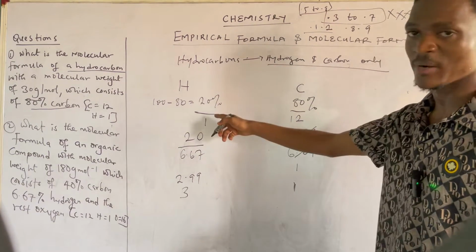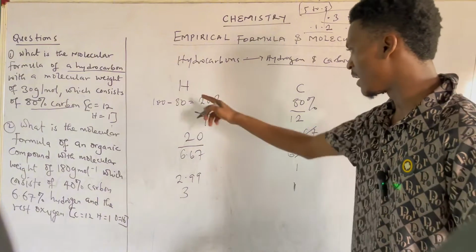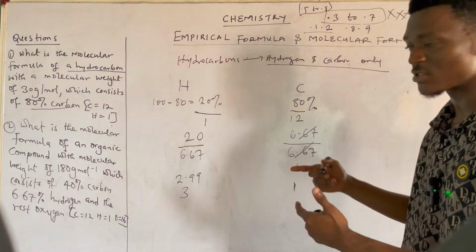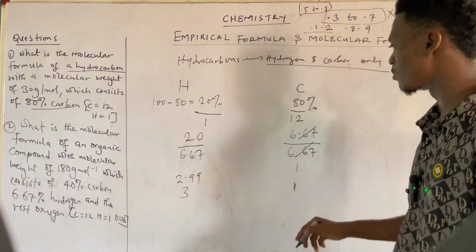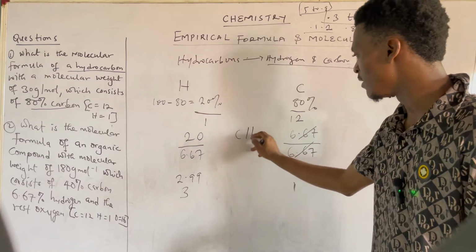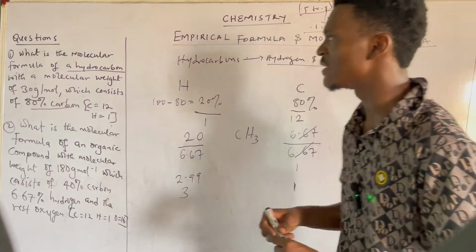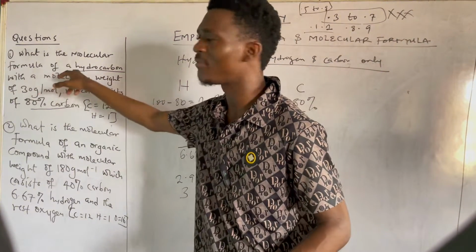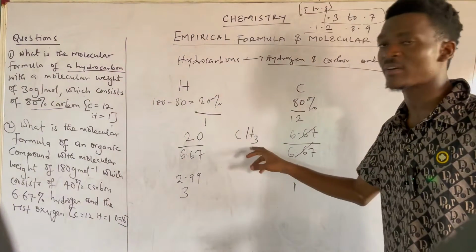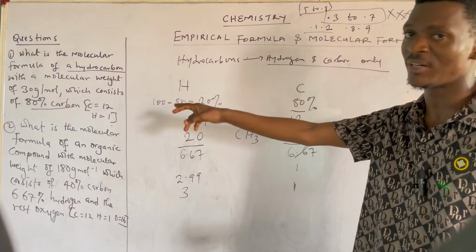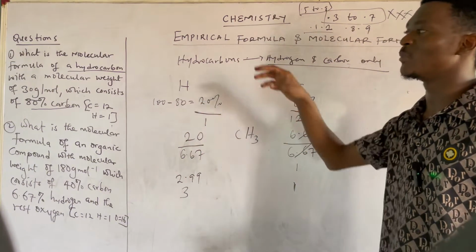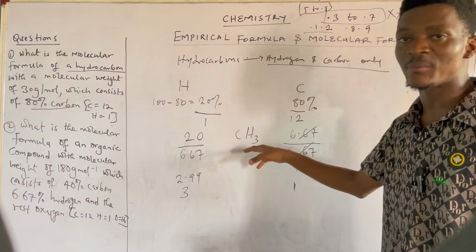So if I'm bringing the empirical formula out, our H is 3 in terms of extrapolating it. Then our carbon is 1. So that becomes CH3 as the empirical formula. But now they said in the question, what is the molecular formula? We are not told to calculate the empirical formula, we are told to calculate the molecular formula. But the thing is this, you can't get the molecular formula without calculating the empirical formula.